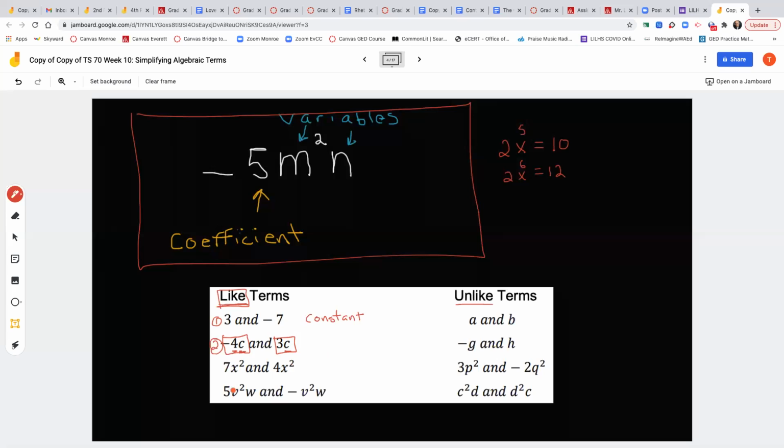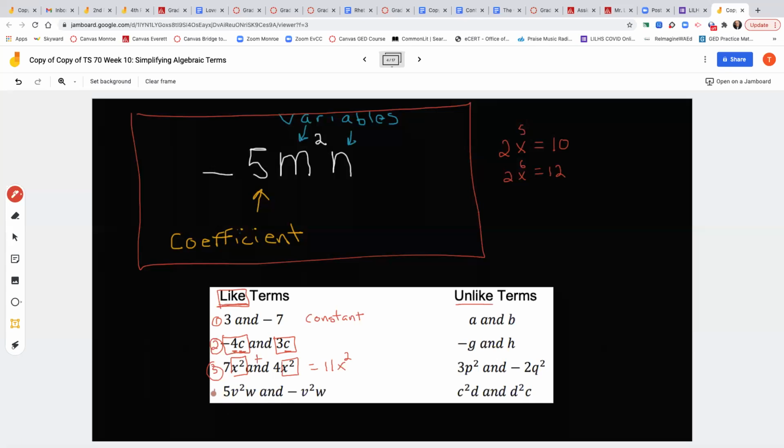Tonight's topic is simplifying algebraic terms. In example 3 here, I have 7x squared. So it's got x squared there. And the next one, 4x squared, has the same variable, x squared. So those two are like terms. And again, it matters because if they were next to each other, if this was a plus sign between them, I could add them up and say that I have 7, 8, 9, 10, 11x squared, and I can do that because they are like terms. I can add together like terms.